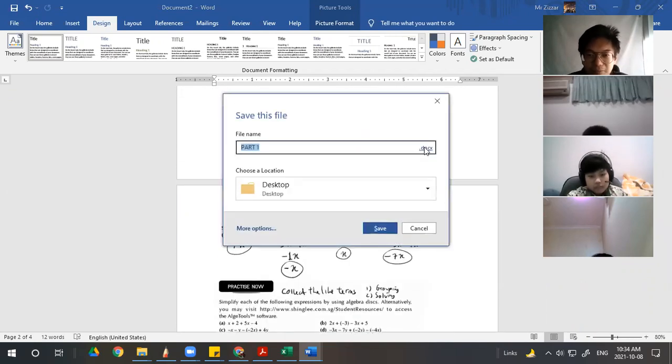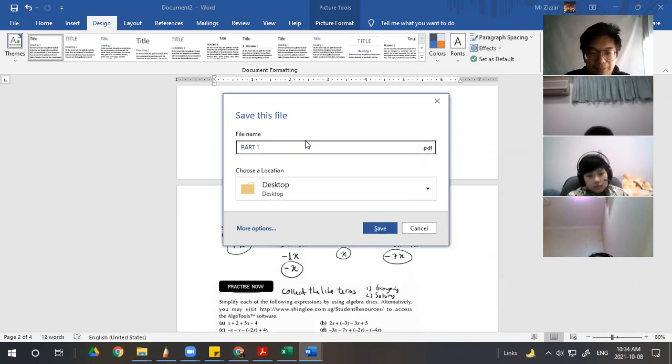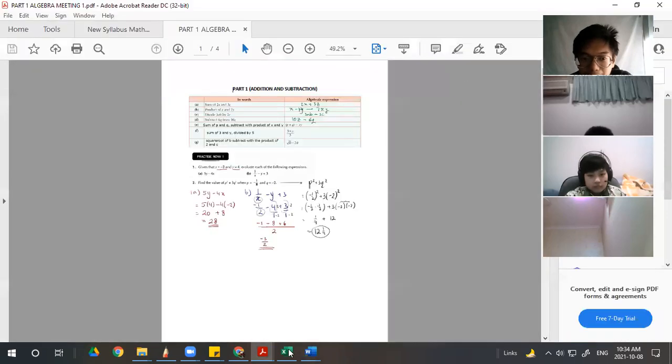I will send this to you. Part 1, algebra. Okay, so what's your homework? Your homework is here. Wait, I'm finding. Ini nanti dikirim kok, tenang aja.